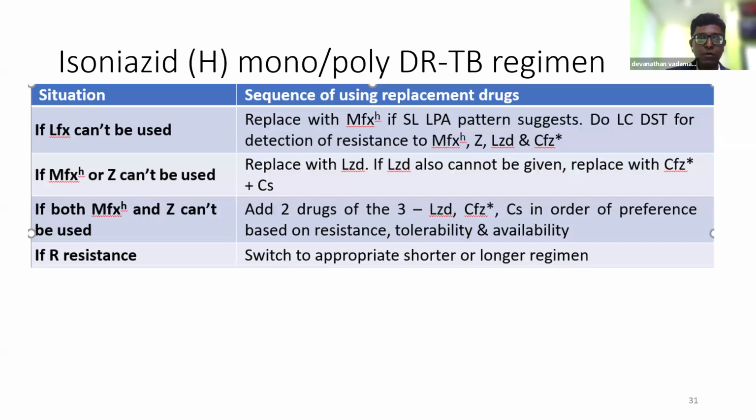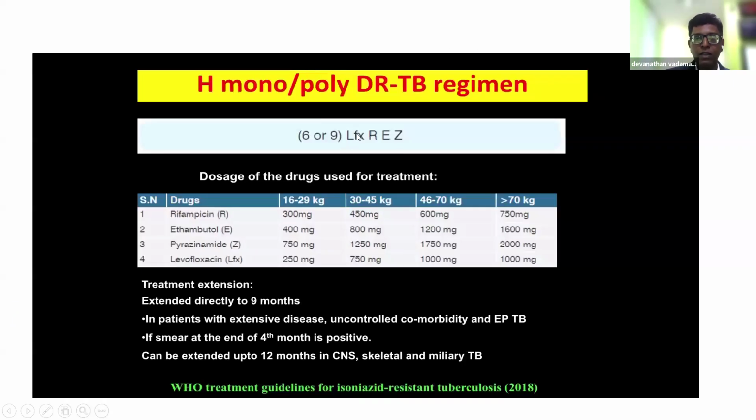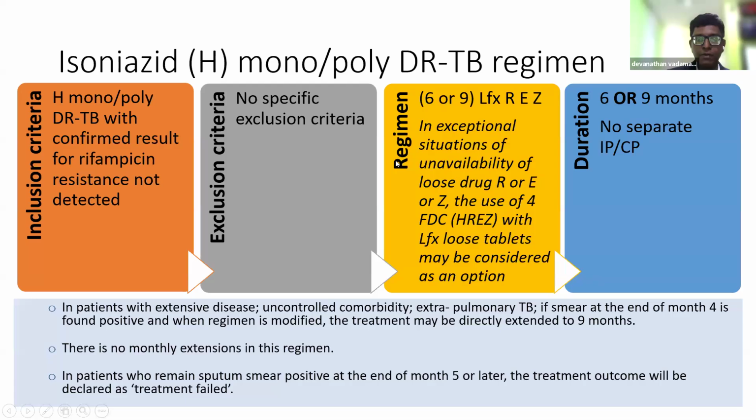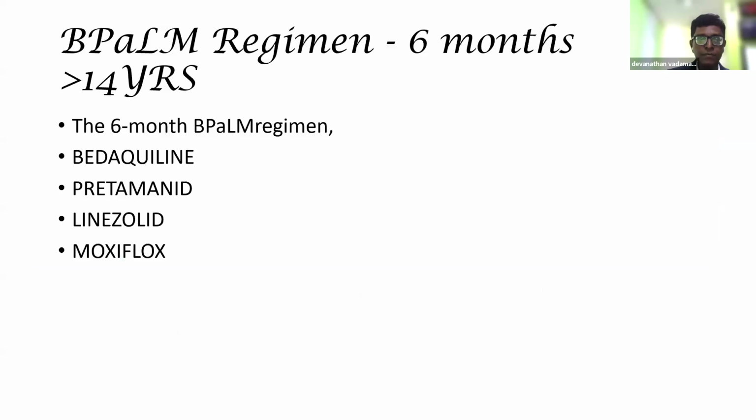So with regards to the isoniazid monoresistant regimen, I just want you to know it's a 6 months regimen. Isoniazid is resistant, so we replace it with levofloxacin. The rest of the 3 first line drugs remain the same. We give it for 6 months according to the weight band. This is the most commonly given regimen for isoniazid resistance.